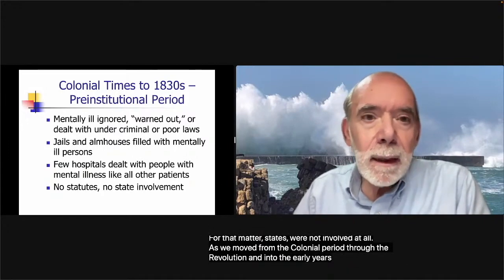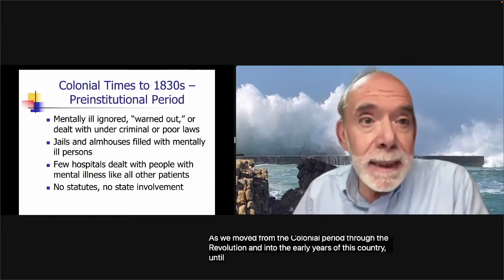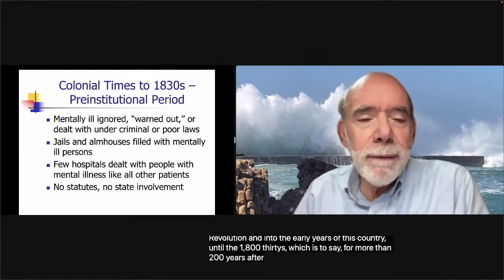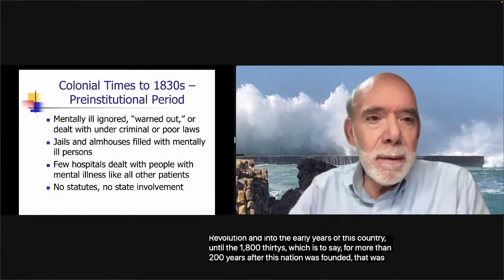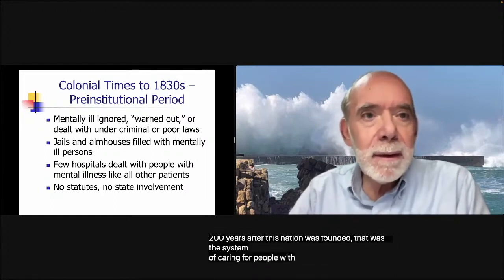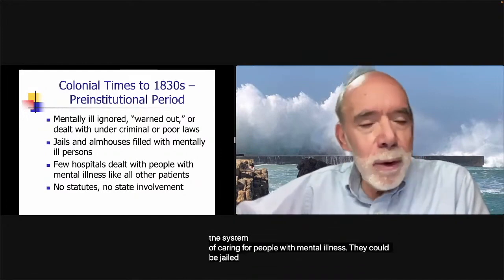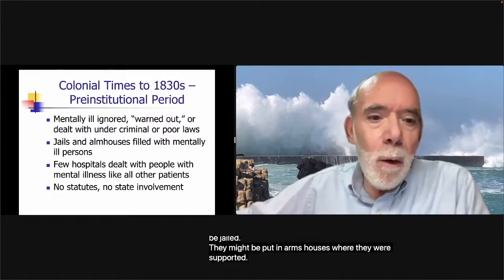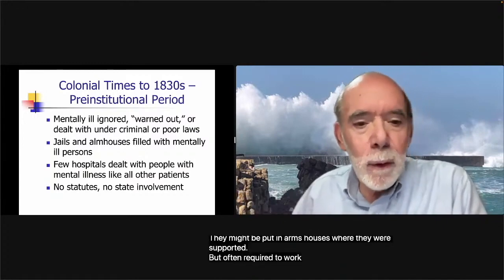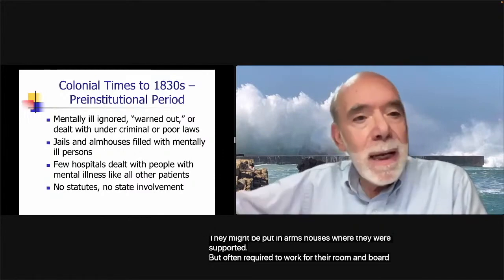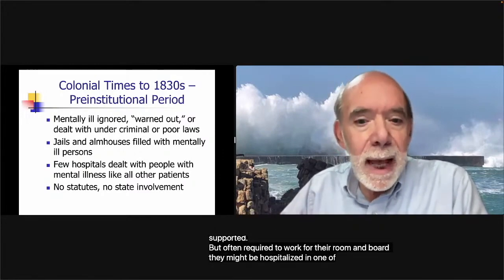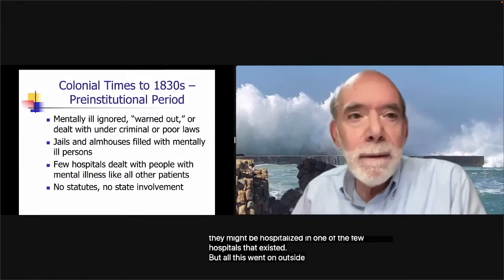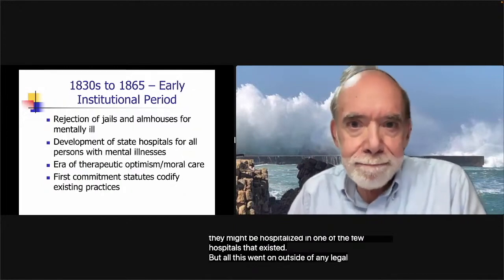years of this country. And until the 1830s, which is to say, for more than 200 years after this nation was founded, that was the system of caring for people with mental illness. They could be jailed. They might be put in almshouses where they were supported, but often required to work for their room and board. They might be hospitalized in one of the few hospitals that existed, but all this went on outside of any legal process.